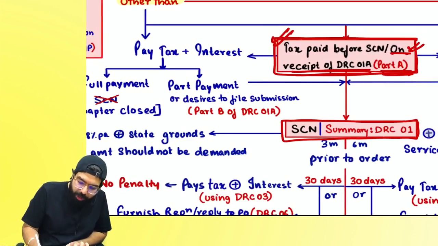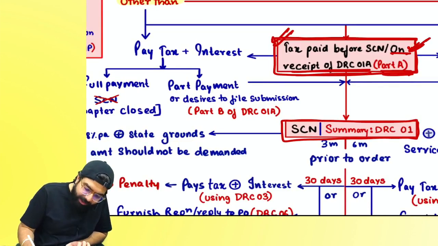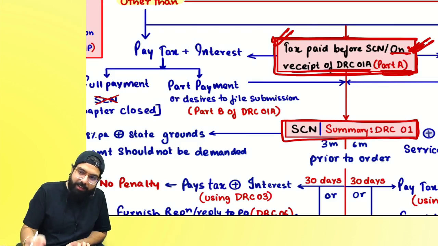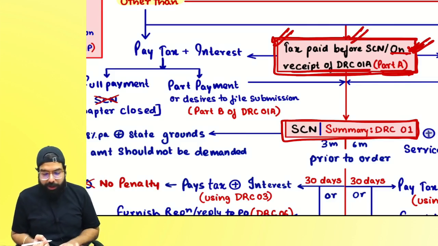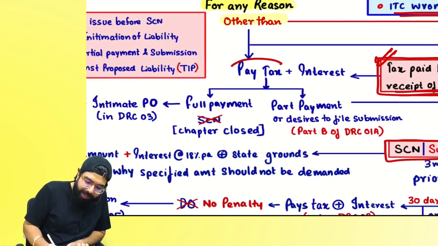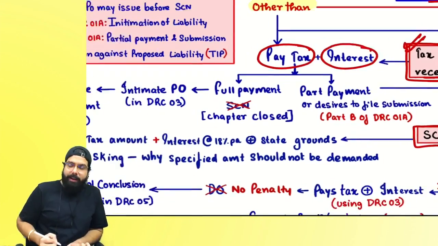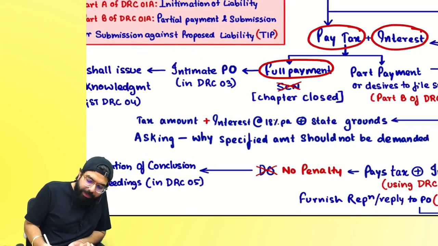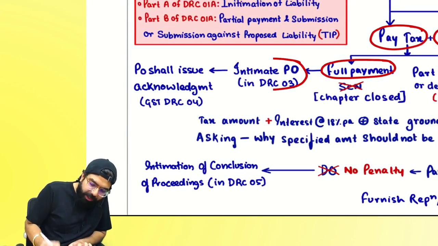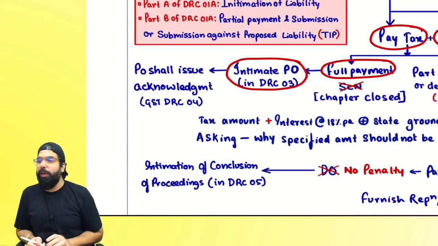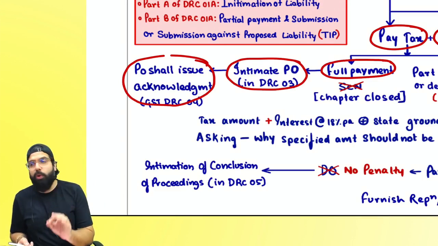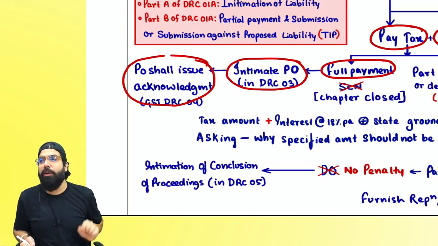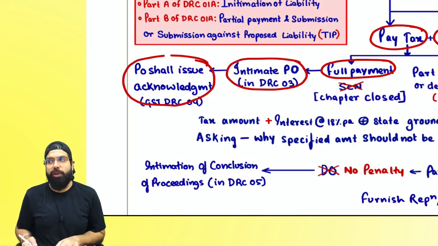But this is up to the officer to give you. Either the officer has given you the intimation where he has intimated you the tax, interest, penalty, or on your own, if you go ahead and pay before issuance of show cause notice, then they are telling, please pay the tax, please pay the interest. If you make the full payment and you inform the officer using GST DRC 03, the officer will issue you an acknowledgement in GST DRC 04 that we are not going to raise any show cause notice on you.